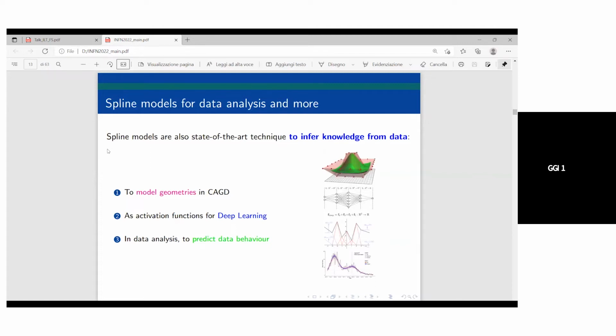But recently, they are also considered state-of-the-art techniques that infer knowledge from data. For example, they are used as activation functions in deep learning, or they are used to predict data behavior in data analysis.